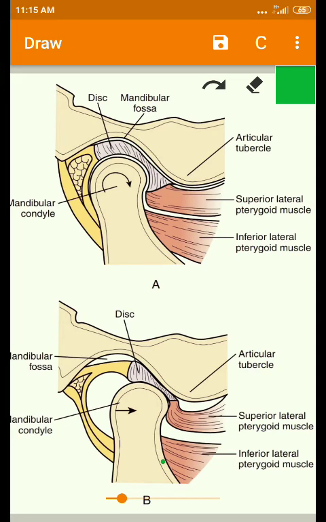So now we have seen depression. In elevation, it has to come back to its normal position. So what happens in the case of elevation? The reverse motions take place. First, it translates posteriorly and superiorly, since it was already forward and inferior. So it moves superiorly and translates posteriorly, and then the condyle rotates posteriorly on the disc, and the disc rotates anteriorly on the condyle during elevation.